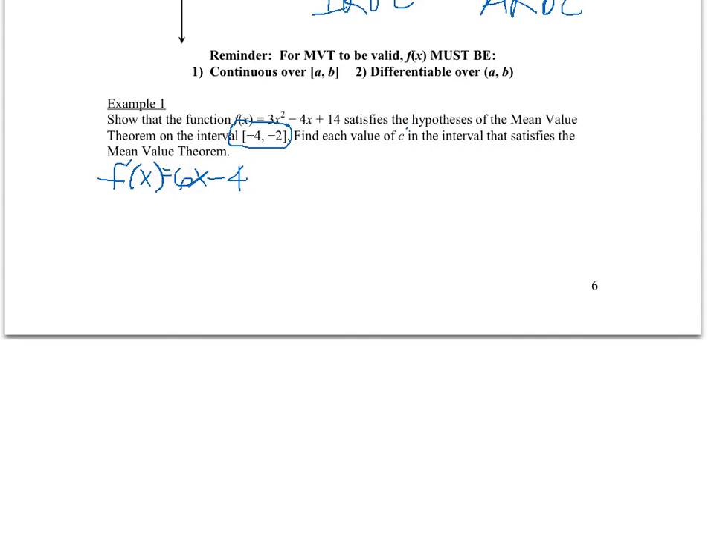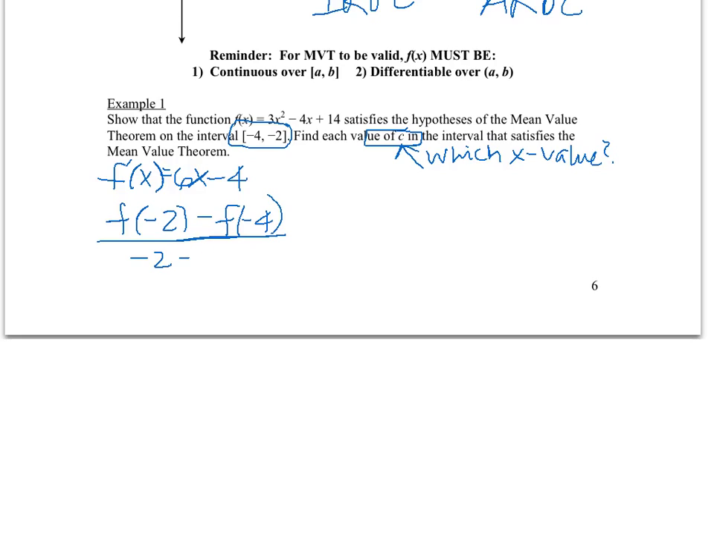Okay, so this is the value of c. This is just talking about which x value. Okay, so which x value satisfies the mean value theorem? So all you're going to do is set AROC equal to IROC. Well, AROC using -4 and -2 as your endpoints for x, it's just going to be f of -2 minus f of -4, all divided by -2 minus -4. And we're going to set that equal to f prime of x, which we already said was 6x minus 4.